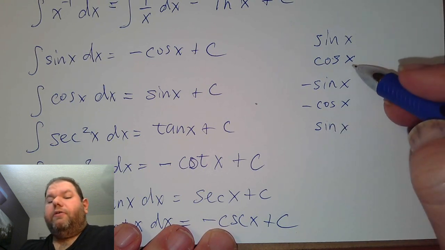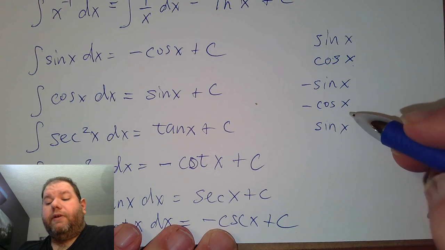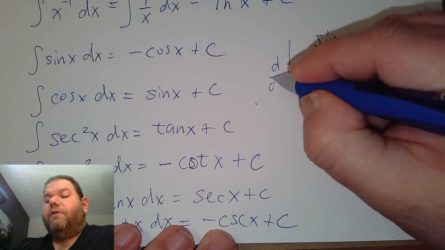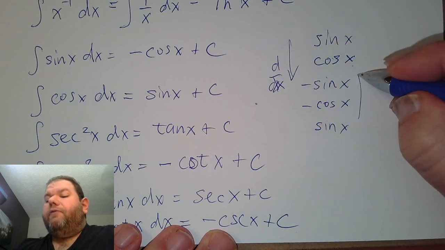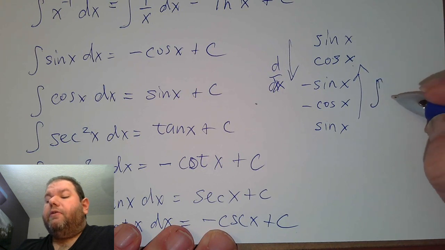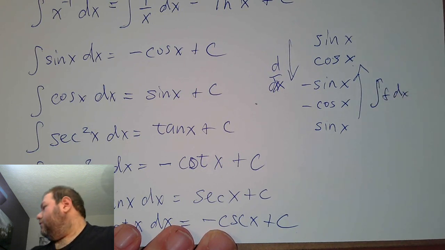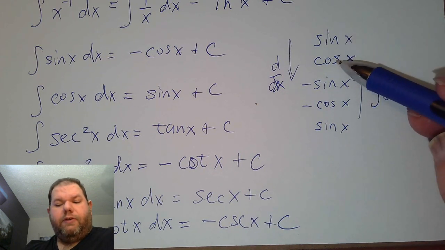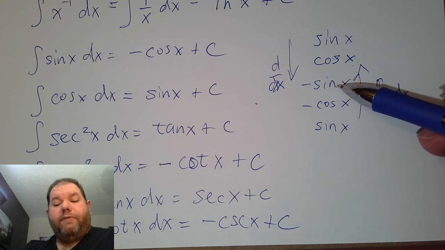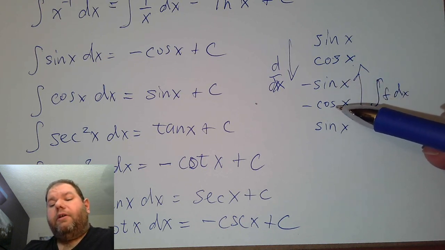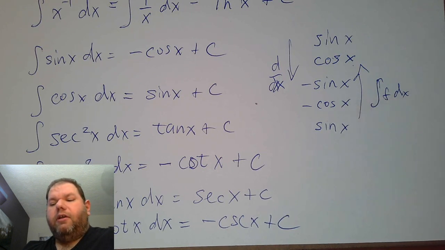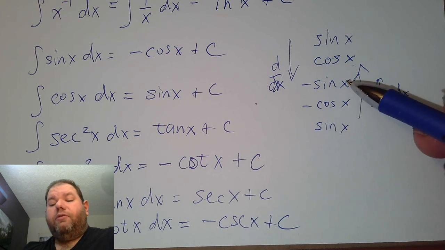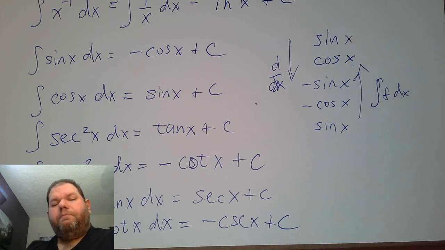So we have sine, cosine, negative sine, and negative cosine. If we go down the list, we're taking derivatives, and if we go up the list, we're taking integrals. The derivative of sine is cosine. The derivative of cosine is negative sine. The derivative of negative sine is negative cosine. And the derivative of negative cosine is sine. But if we go up the list, we're integrating. The integral of sine is negative cosine, which integrates from there to there, and so on.